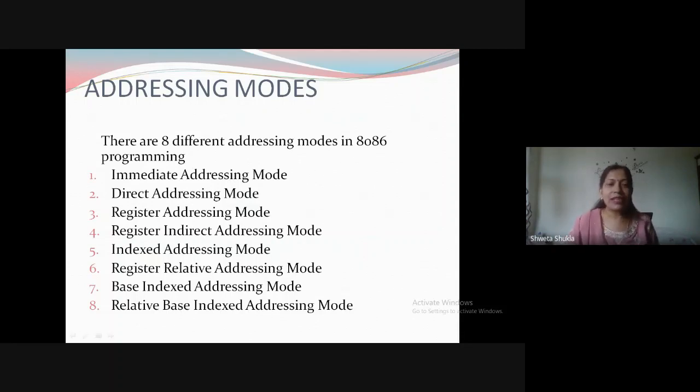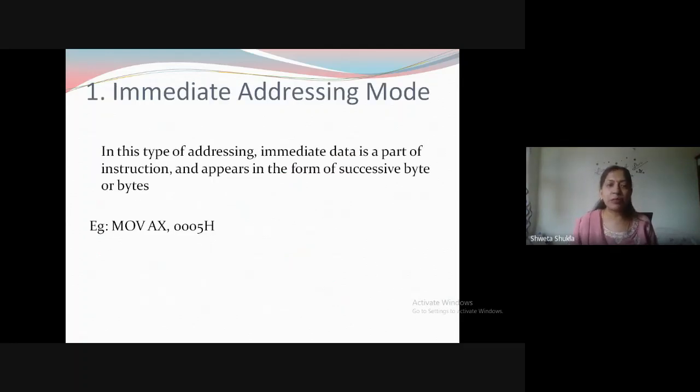Those 8 addressing modes are immediate addressing mode, direct addressing mode, register indirect addressing mode, index addressing mode, register relative addressing mode, base index addressing mode, and relative base index addressing mode. We will deal with all these addressing modes one by one. Let's begin with the immediate addressing mode.